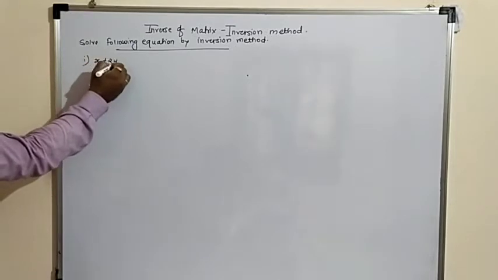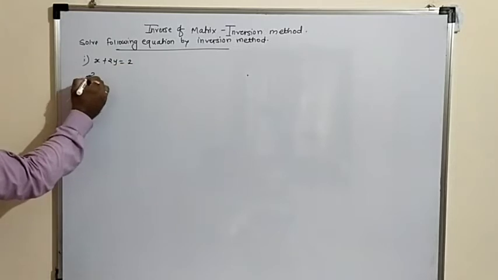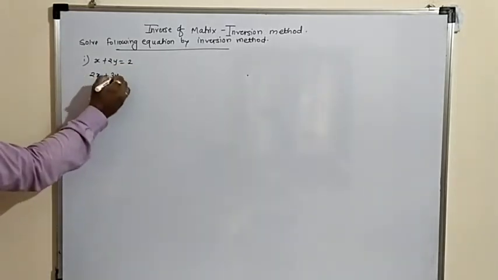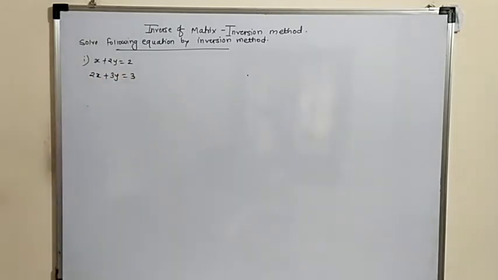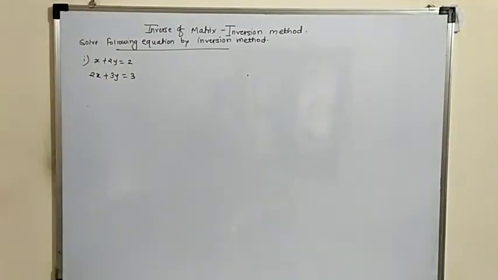x plus 2y is equal to 2, 2x plus 3y is equal to 3. Now we have to solve this equation by the inversion method. It means that you have to find the values of x and y.